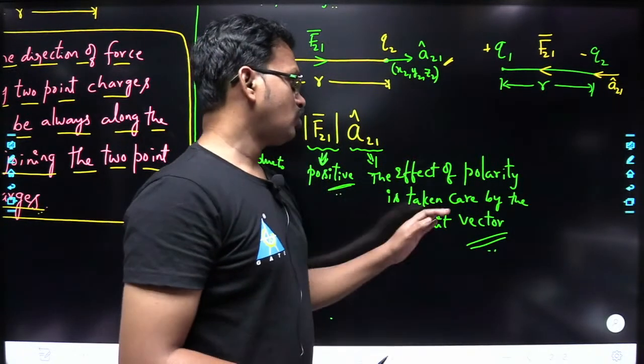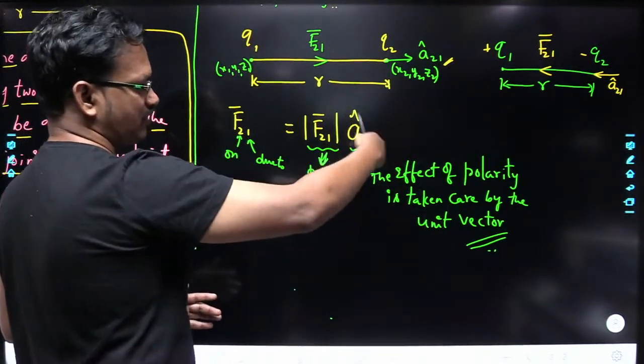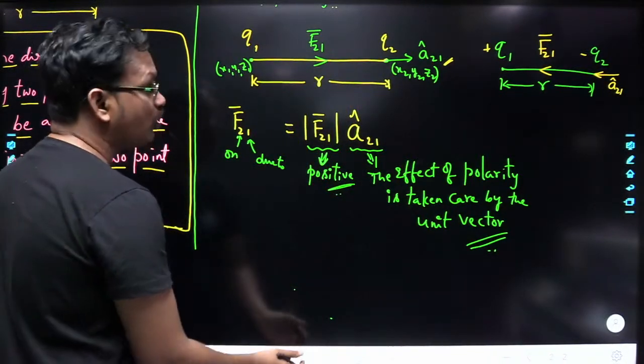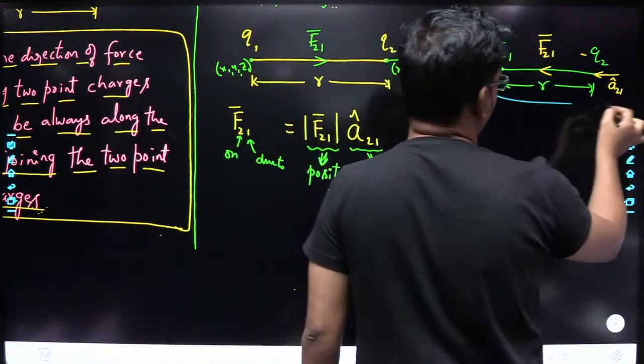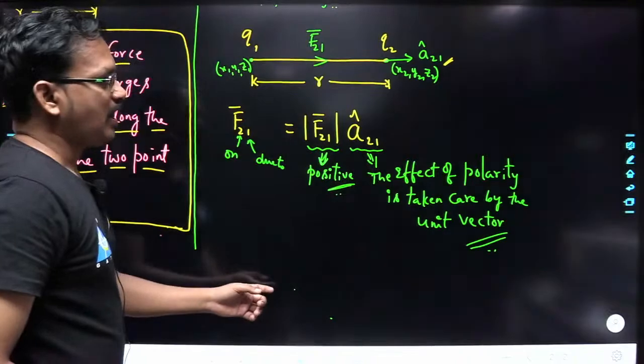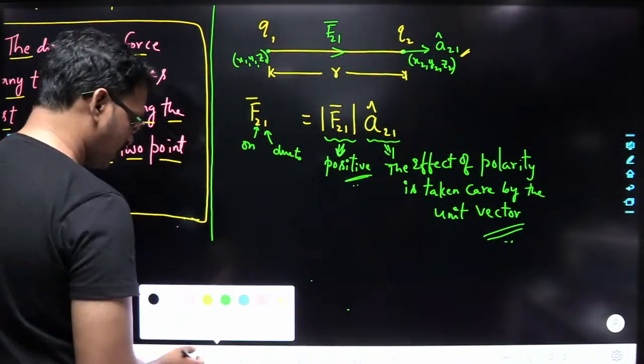So don't worry about the polarity and all these things here. It will be taken care of by the unit vector, right? I hope this point is crystal clear. Now I will tell you how to write the magnitude and direction. You already know how to write the magnitude.